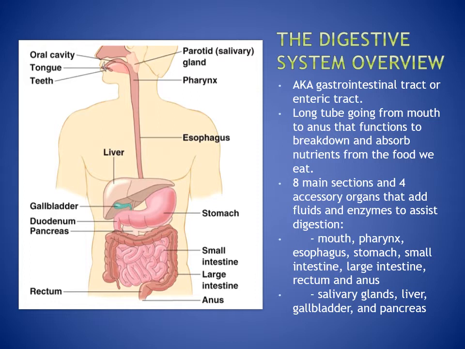Either way, the digestive system is basically one long tube that goes from the mouth all the way through the anus, where we have input of food and water. Its main job is to break down those molecules and absorb those nutrients. Now there are 8 main sections of the overall digestive tract and then 4 accessory organs whose job is to add digestive fluids and enzymes to help in the process of digestion. So the 8 main sections are the mouth, the pharynx, the esophagus, stomach, small intestine, large intestine, rectum, and anus from start to finish. And then those 4 accessory organs are the salivary glands, the liver, the gallbladder, and the pancreas.